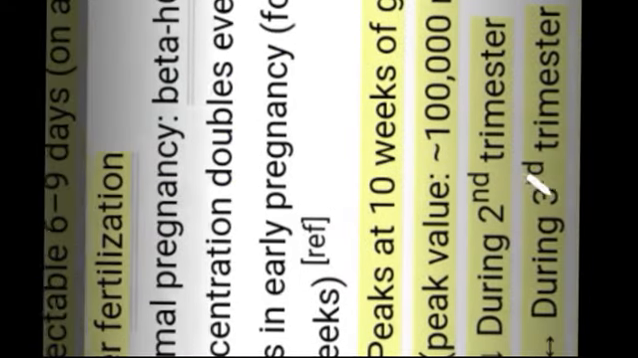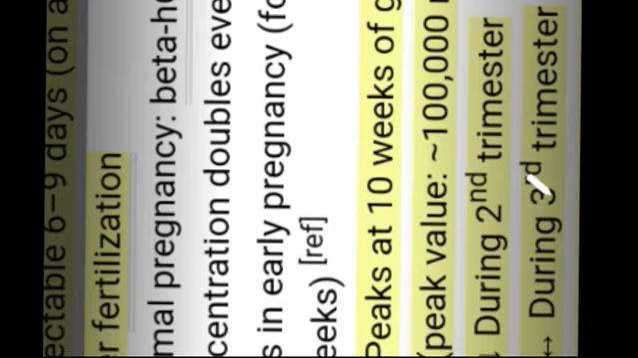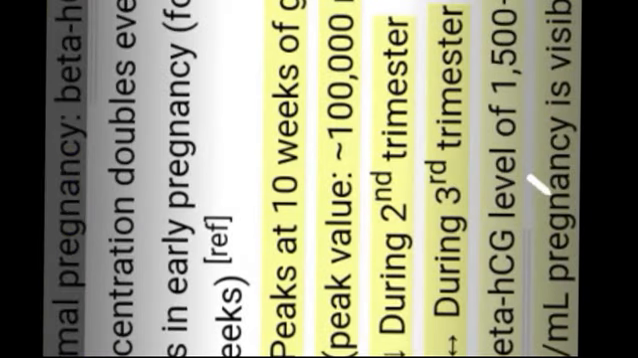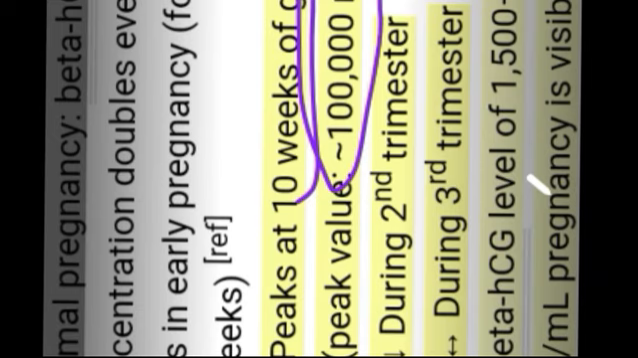It is beta HCG. In normal pregnancy, beta HCG concentration doubles every 2.5 days in early pregnancy for the first 4 weeks. This is important. Doubles every 2.5 days for the first 4 weeks. Now the peak is reached at 10 weeks of gestation. The peak concentration is at 10 weeks of gestation. In the peak value you can see 100,000. That is the peak value.